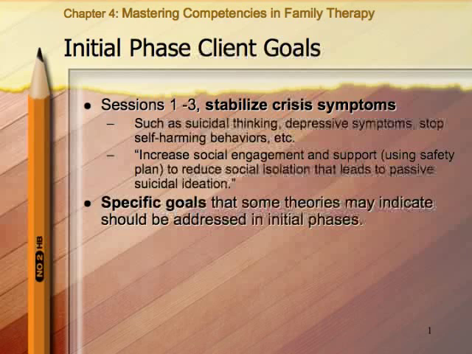So, taking it one step further, looking at the initial phase client goals, generally I recommend that, this is going to be sessions 1 to 3, and you're generally stabilizing any crisis symptoms. So things like suicidal thinking, severe depression, self-harming behaviors, those sorts of things. So an example here might be increasing social engagement and support using the safety plan to reduce social isolation that leads to passive suicidal ideation. So that's a very specific goal. You're increasing their social engagement to reduce the suicidal thinking.